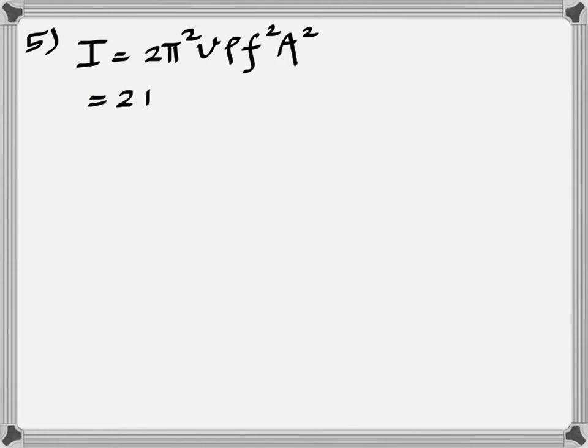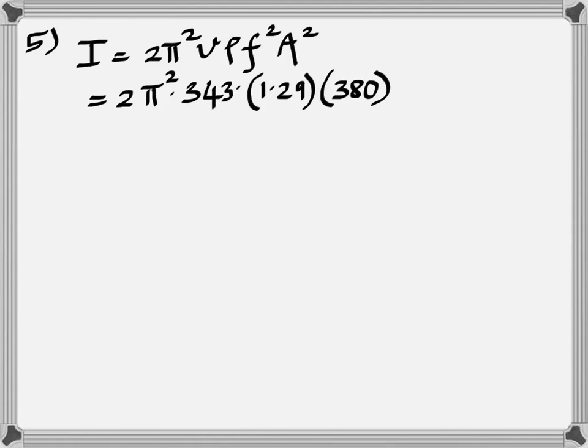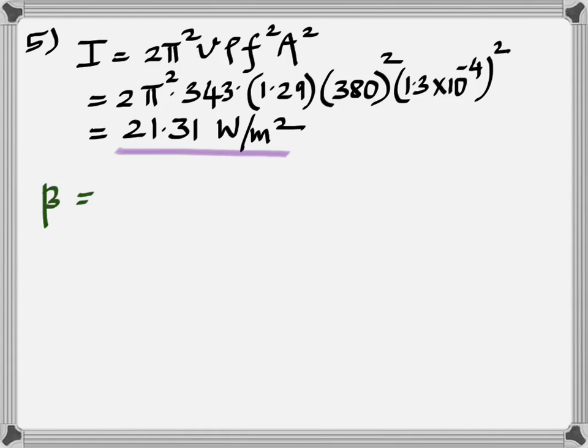So for number 5, you need to remember this formula, 2 pi squared, velocity. Again, you see the small letter v. So density, frequency squared, and amplitude squared. You're asked to find the intensity. First, you get it in proper units, then change it into decibels.